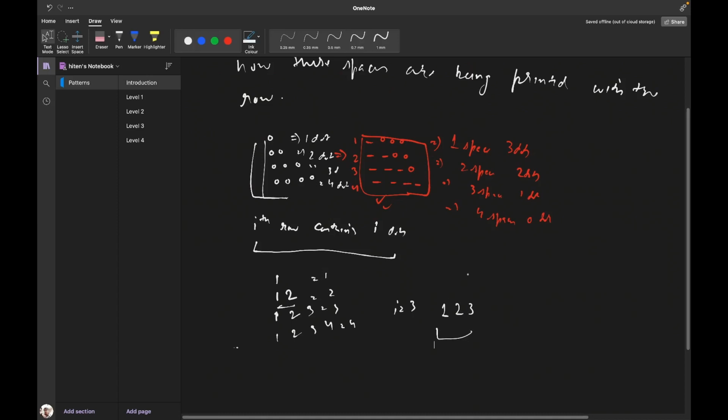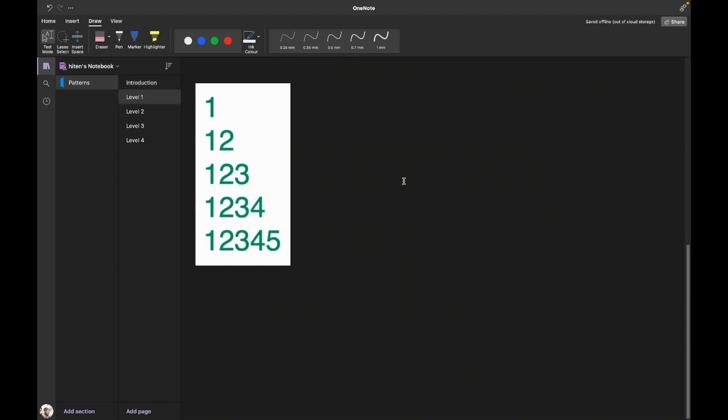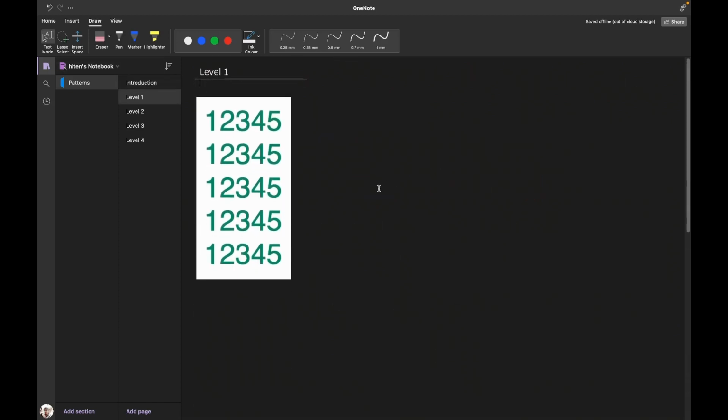Let us jump to the level 1 patterns. So this is the level 1 pattern, and it is a very straightforward pattern. We have n equals 5, and we need to print this kind of pattern for n equals 5. I'll be following the steps that I mentioned earlier. First we need to calculate the relation between the spaces and the row, and since this pattern doesn't really have any spaces, I'll skip that step.